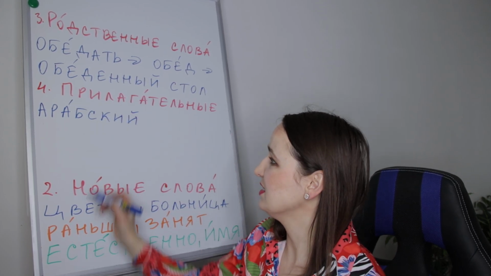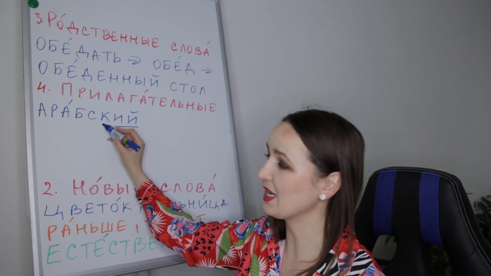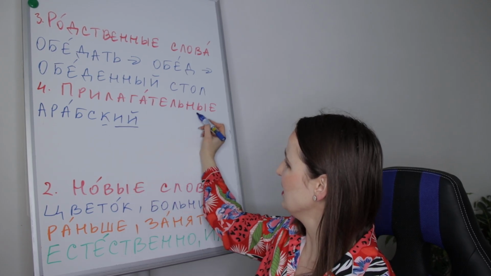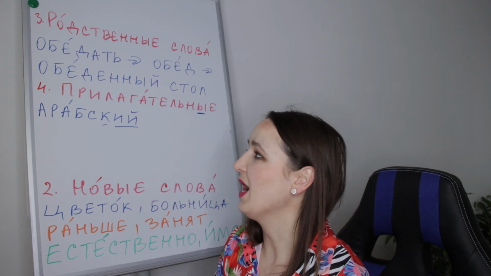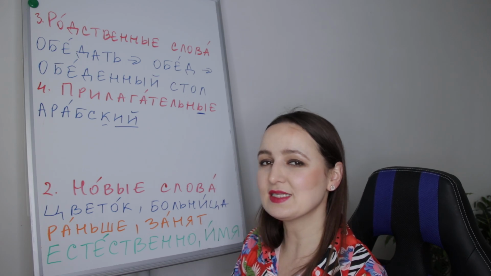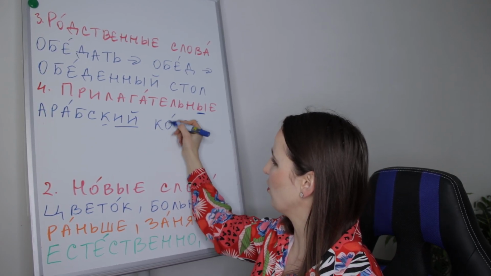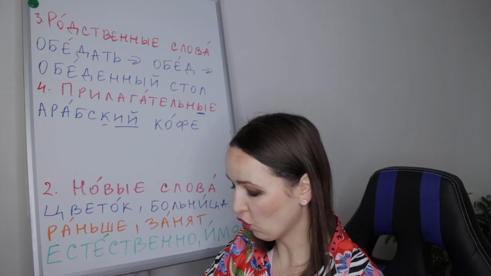Арабский. This is masculine and an E, not I, because K letter does not support I after it. And we need a noun in masculine. Let's say кофе. Арабский кофе, Arabic coffee.